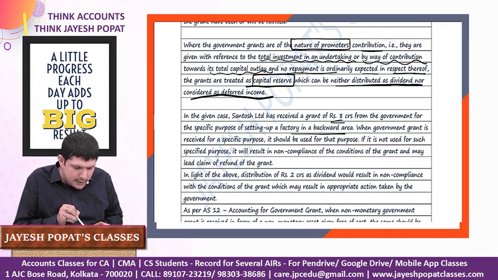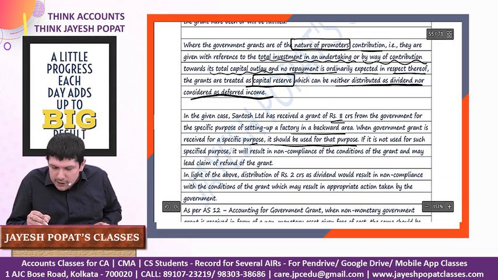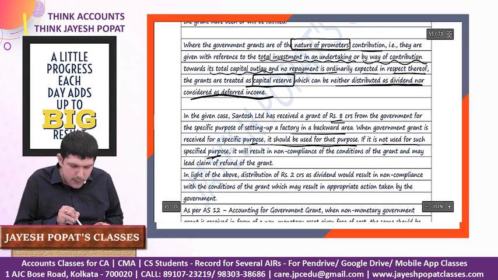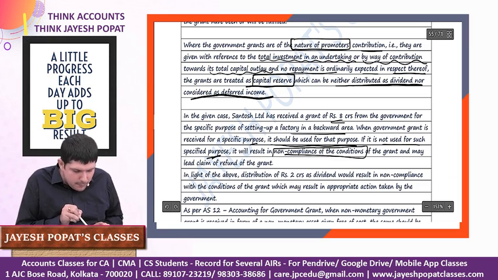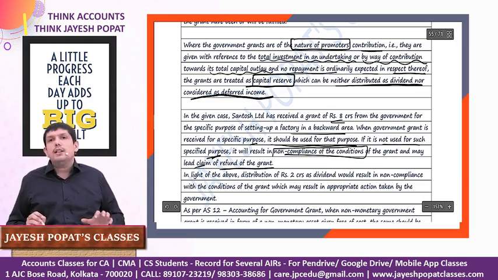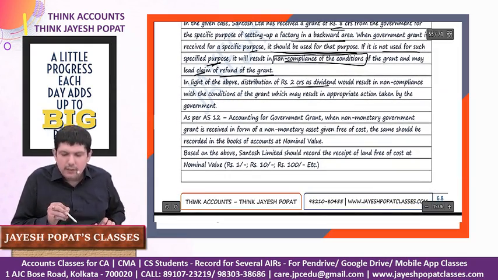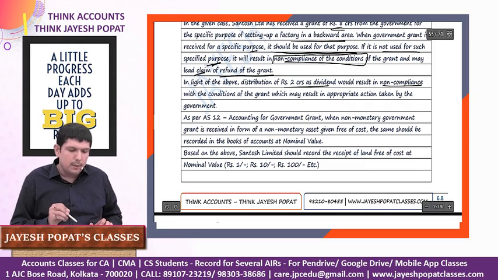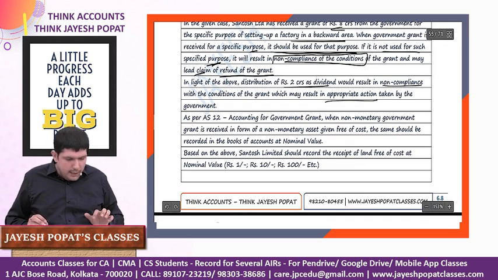When a government grant is received for a specific purpose, it should be used for that purpose. If it is not used for such specific purpose, it will result in non-compliance with the condition of the grant and may lead to a claim of refund of the grant by the government. In light of the above, giving a dividend of rupees 2 crore would lead to non-compliance of the condition and may result in appropriate action being taken by the government.